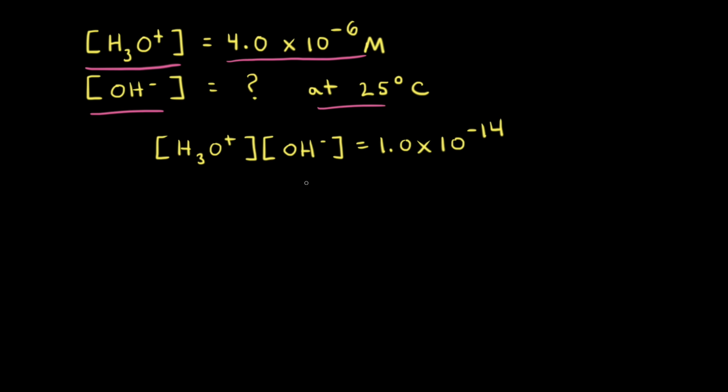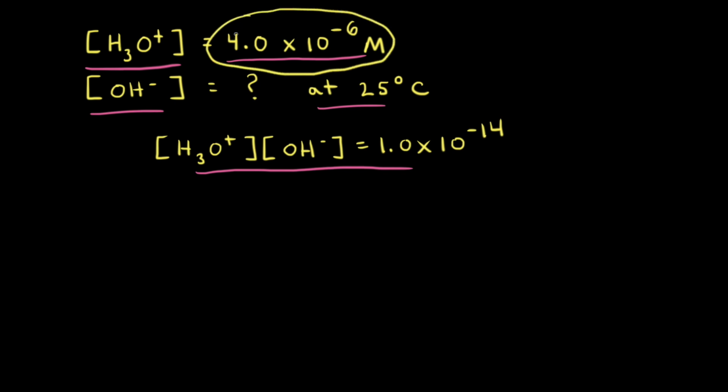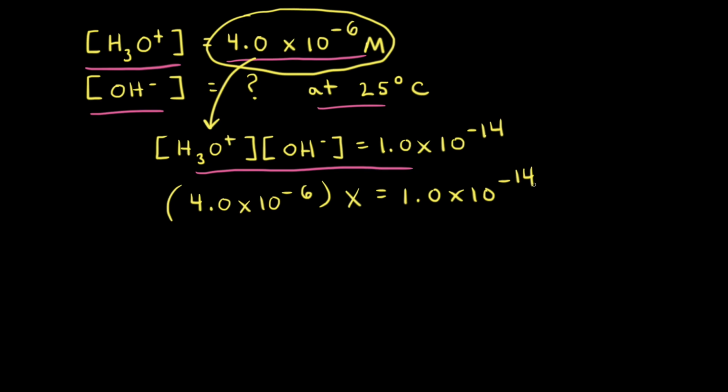To solve for the concentration of hydroxide ion, we can use our Kw equation. So we need to plug in for the concentration of hydronium ion. That gives us 4.0 times 10 to the negative 6th times the concentration of hydroxide ion, which we'll just go ahead and make x here. And all that's equal to Kw, which is equal to 1.0 times 10 to the negative 14.